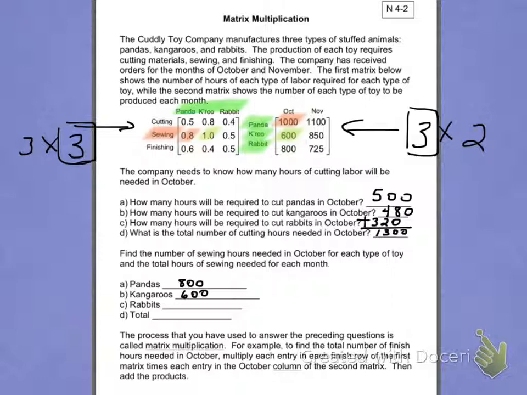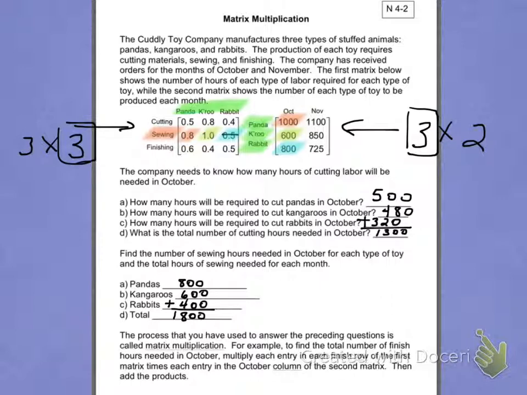And for the rabbits, okay, so for the rabbits it's going to require a half hour for the 800 rabbits that were ordered. Multiply those two numbers together, and for rabbits in October it would take 400 hours of sewing. Now to figure out the total amount of sewing for all three animals together in October, we would add up those three sets of numbers that we got, and it would take 1,800 hours in October.